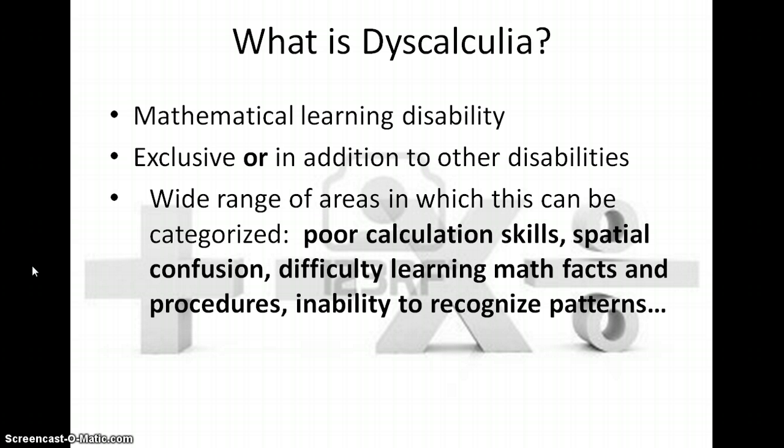Dyscalculia is a mathematical learning disability. This disability can present itself alone, or it can be found with other disabilities. A common one that goes with dyscalculia is dyslexia, and this can be really challenging for students to understand the mathematical symbols and what the problems are asking. Dyscalculia has a wide variety of types.